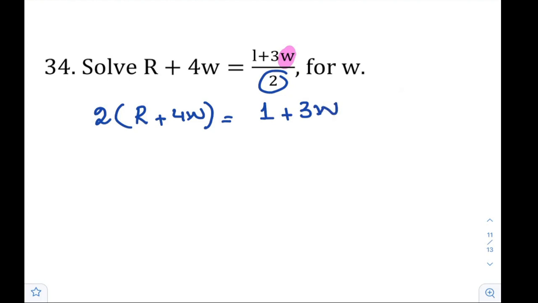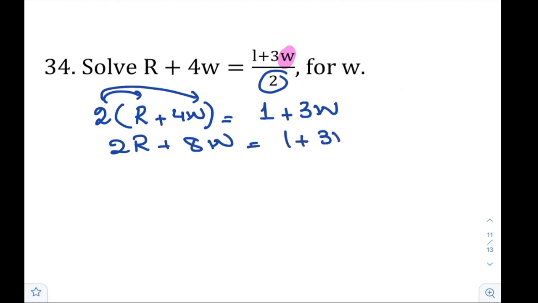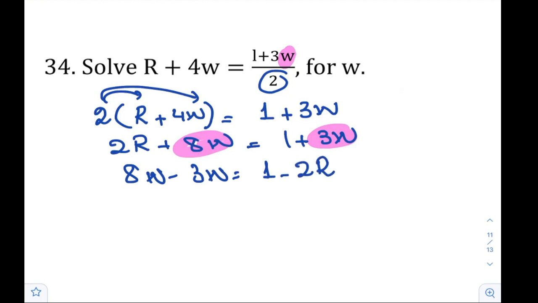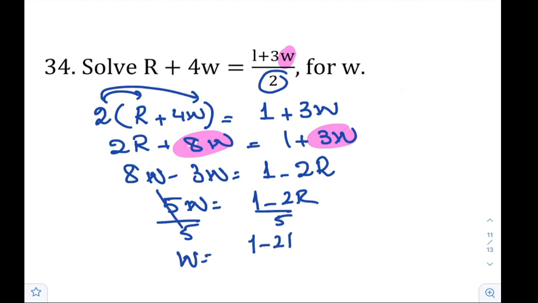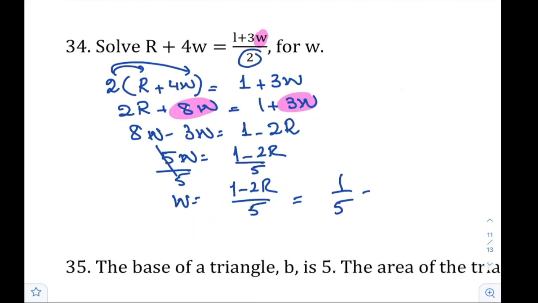And then we will distribute. 2 times r, 2 times 4w is 8w, and 2 times 1 is 2. So it's 1 plus 3w. We have like terms. So 8w minus 3w is equal to 1 minus 2r. 8w minus 3w is 5w. And divide both sides by 5. w is equal to 1 minus 2r over 5. You can write it as well, 1 over 5 minus 2 over 5r. You can write it in this way.